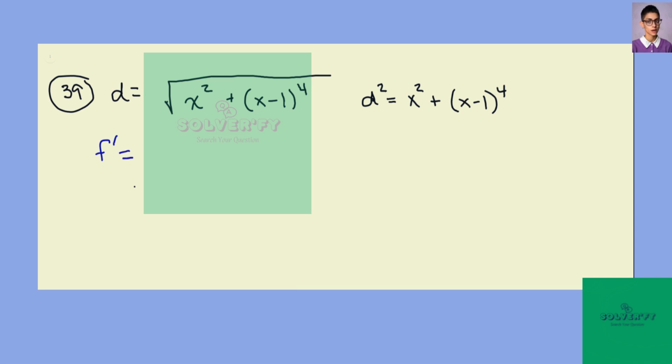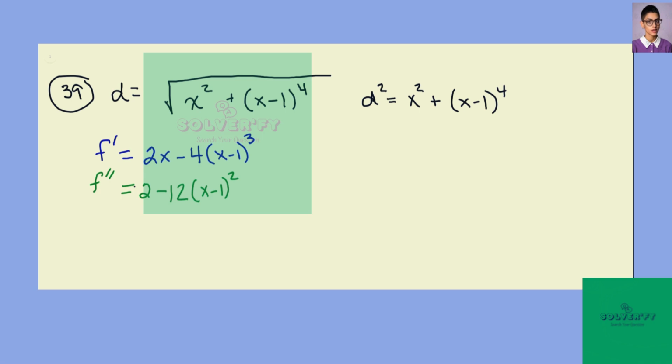So now I have f prime, and I'm going to take the derivative of d squared. So I have 2x minus 4, x minus 1 to the third power times the derivative of the inside, which is just 1. And then I have f double prime equals 2 minus 12 x minus 1 squared.